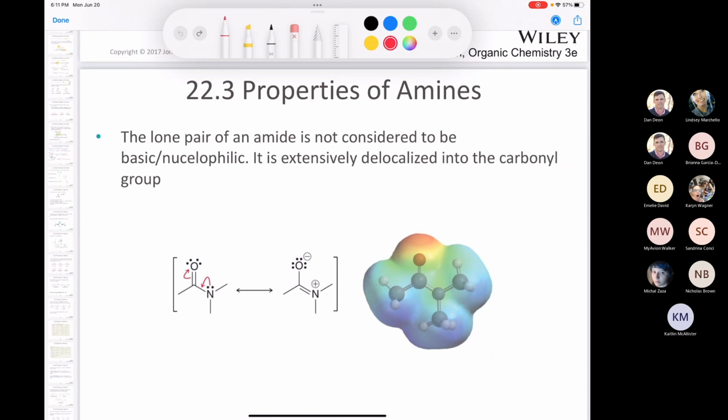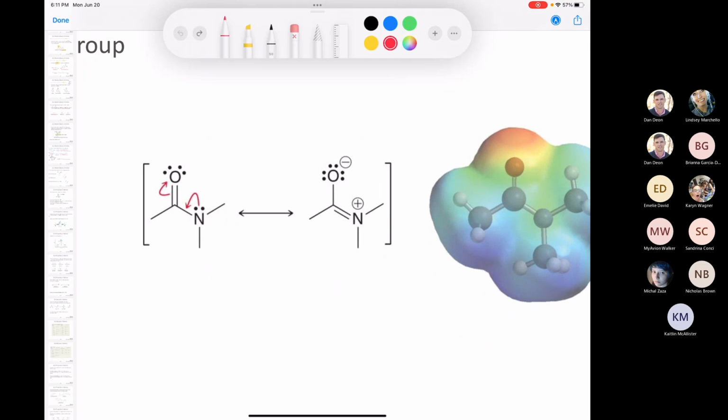I told you that I would come back to the basicity of an amide and why the lone pair on an amide is not considered to be nucleophilic or basic, and it is because it participates in resonance. You can see that it's adjacent to a p orbital. We have a p orbital here and a p orbital here to make our pi bond. Therefore, it can participate in resonance. You see the two contributors to the resonance hybrid of the amide right here.